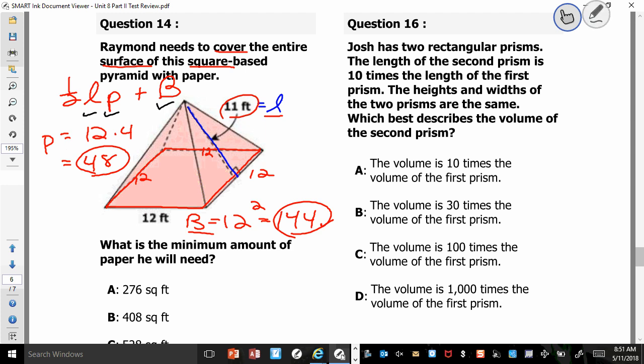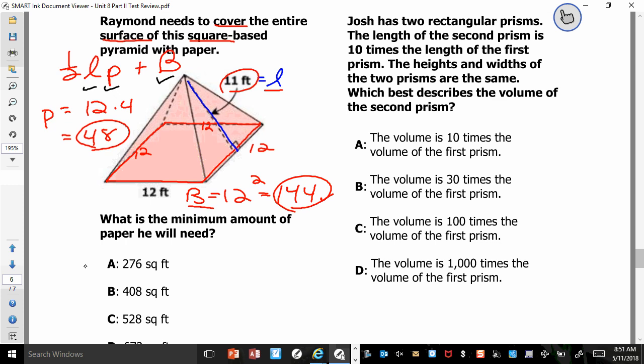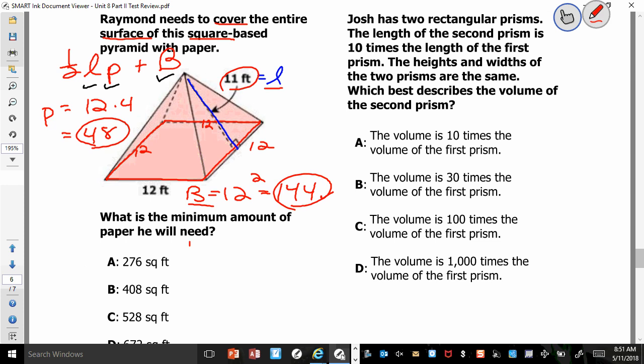All right. We can plug it in. So let's go down here and plug it in. So we're going to get 1/2 times what? 11 times perimeter plus. All right, any calculator, 48 times 11, please. 528?